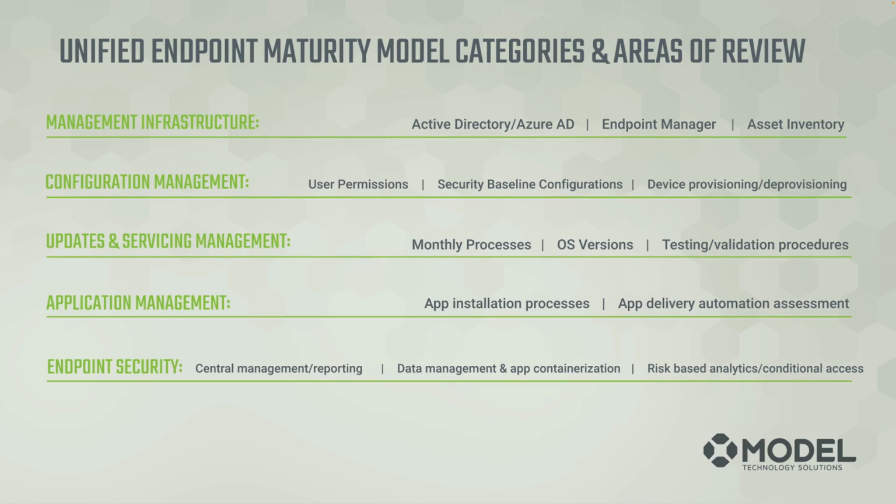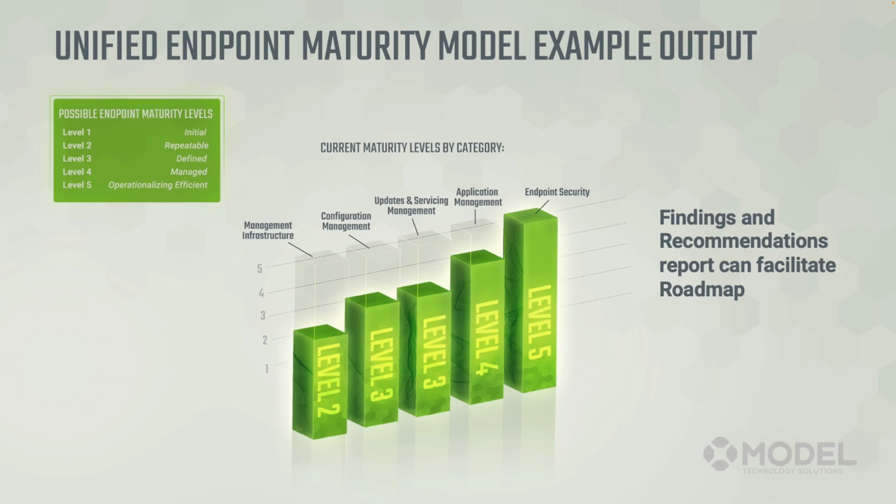The maturity model phases pertain to 5 categories that we have defined within the endpoint management realm. So management infrastructure, which is what we're going to talk about today, configuration management, updates and servicing management, application management, and endpoint security. Now, each one of these has a level 5 video already, so if you haven't watched them, go ahead and check out our site to learn more.